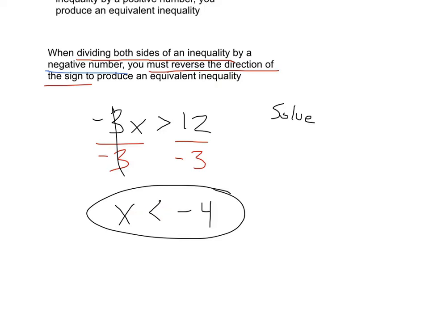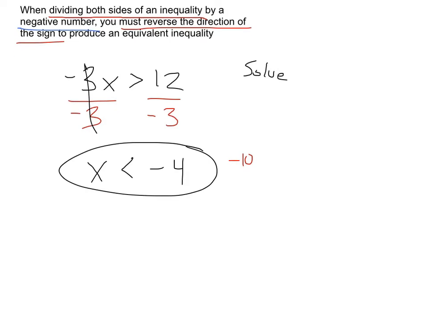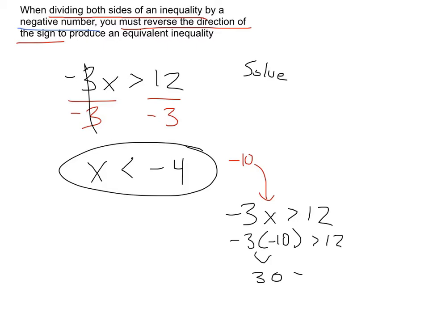x is less than negative 4. So let's pick a number that's less than negative 4. All right, we're going to do negative 10. It's significantly less than negative 4. So I'm going to rewrite my original, and I'm going to plug in this negative 10 for x. So now I would have negative 3 times negative 10 is greater than 12. So what's negative 3 times negative 10? Positive 30 is greater than 12. And that is a true statement. That checks out.